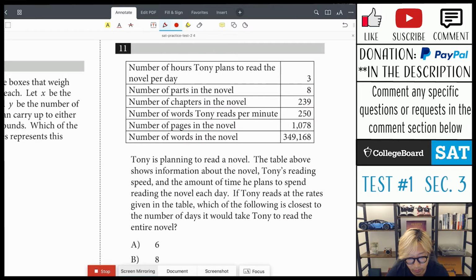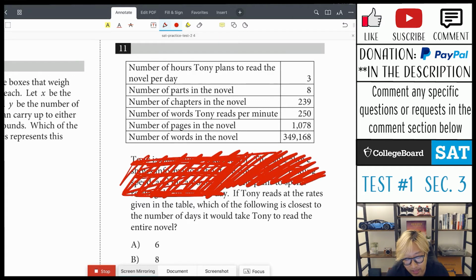Done. Number 11. Tony's planning to read a novel, blah, blah, blah. I'm given a table up there. I'm just going to ignore the first sentence. If Tony reads at the rates given in the table, which of the following is closest to the number of days? How many days would it take Tony to read the entire novel?